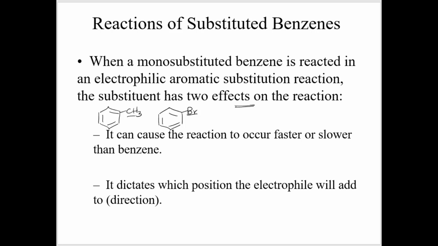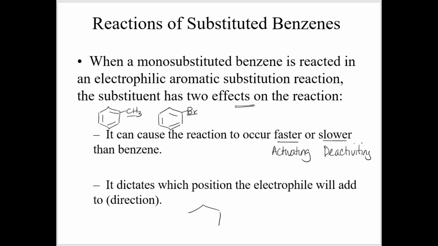So the first effect that these substituents have is it can cause the reaction to occur either faster or slower. And so we're going to define a group that causes the benzene ring to react faster as an activating group. And a group that causes the reaction to go slower is going to be called a deactivating group. And we'll talk about that as the starting point here in a moment. But that group will also dictate where the electrophile adds.